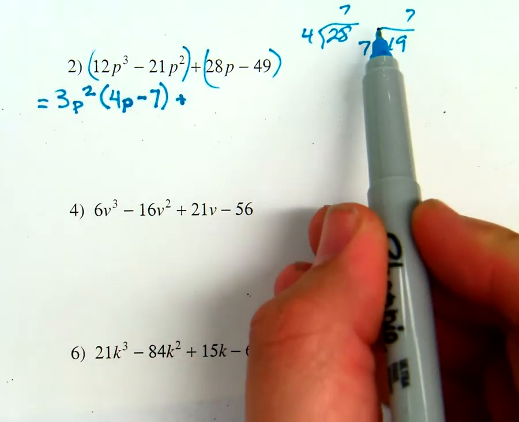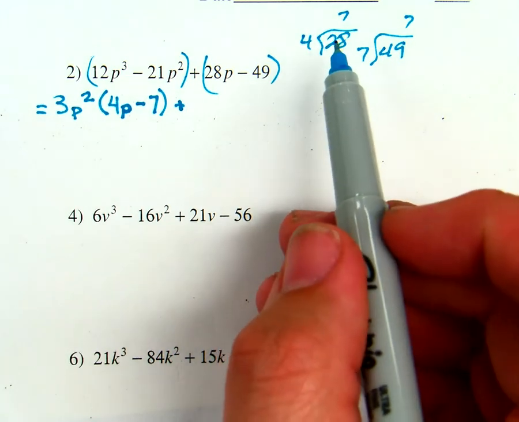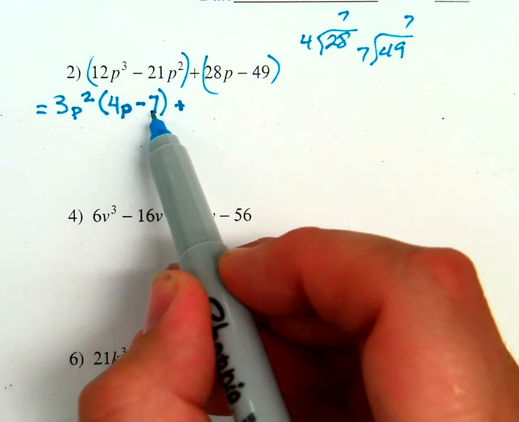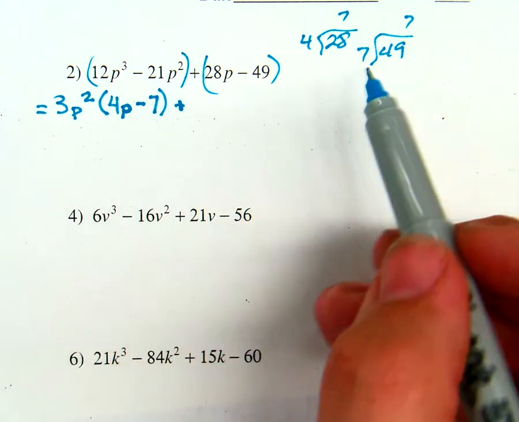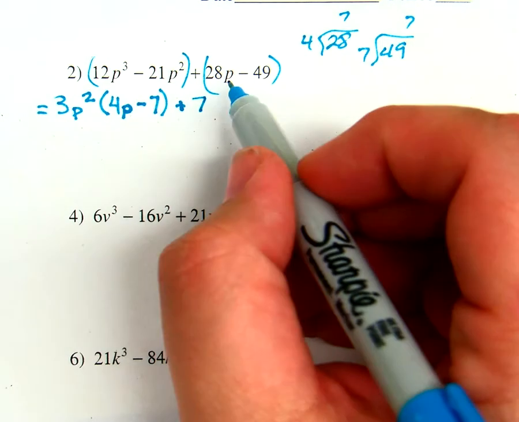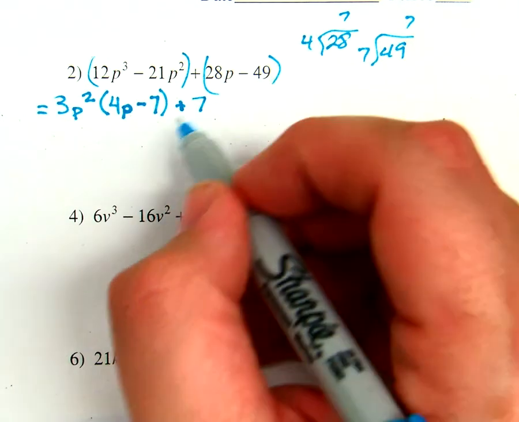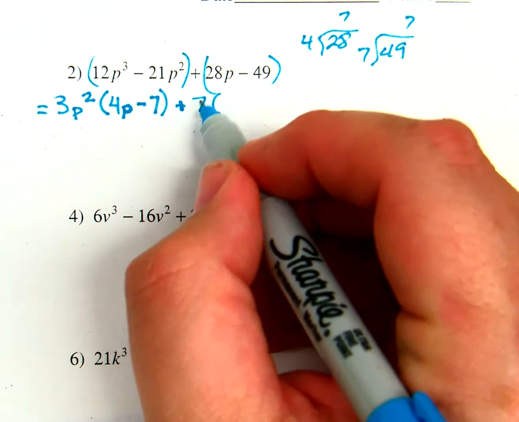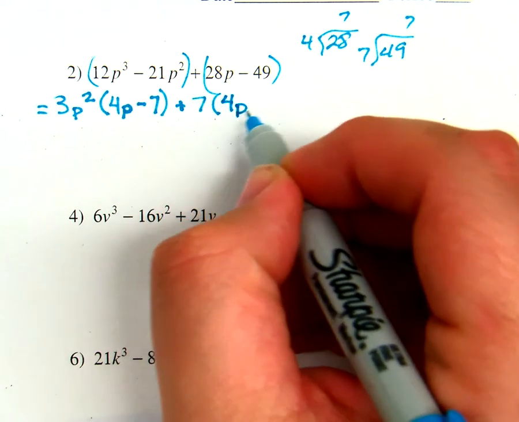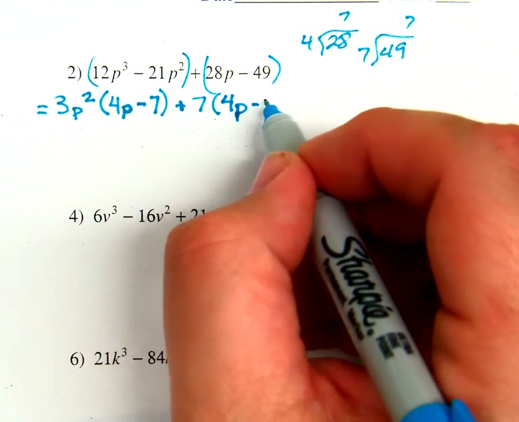And by doing just a little bit of division, if you're stuck and you don't know what the common factor is going to be, divide by that guy, and then you can find your common factor. So I know 7 is coming out. I have a p here. Do I have any p here? No. So what's 28 divided by 7? 4. And nothing with the p. 49 divided by 7? 7.